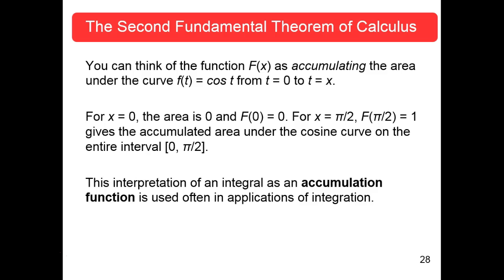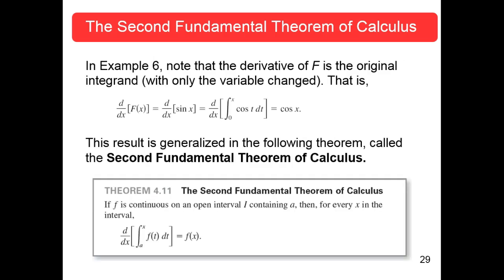Okay. For x equals 0, the area is 0. F of 0 is 0. For x equals pi halves, F of pi halves is 1. That's the entire interval 0 to pi halves. That interpretation of an integral as an accumulation function is used often in applications of integration. They say. I don't usually use it very often at all, but they will use it some.